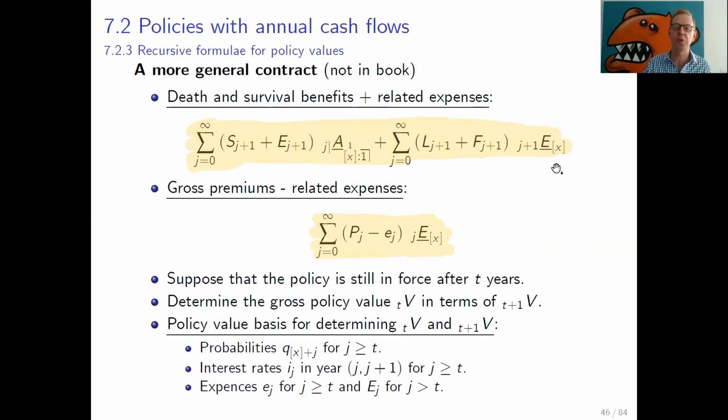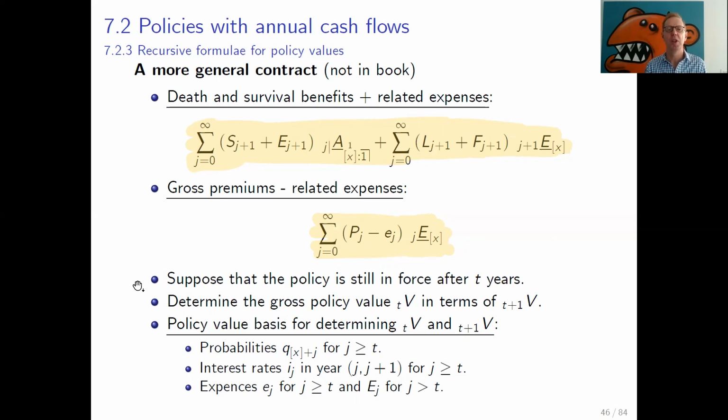In the general contract that we considered so far, there were no survival benefits. So what is a survival benefit? If the insured of age x is still alive in j years, there will be a survival benefit Lj plus 1, and there is a related expense Fj plus 1. And then there is also lifelong premium payment. If the insured is still alive at time j, there is a premium Pj and a related expense Ej.